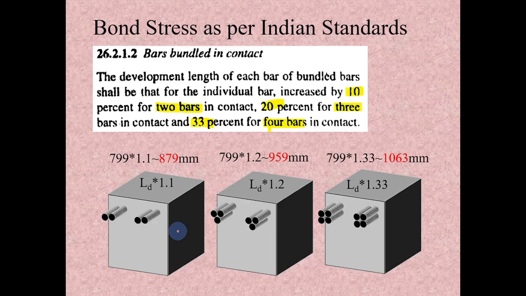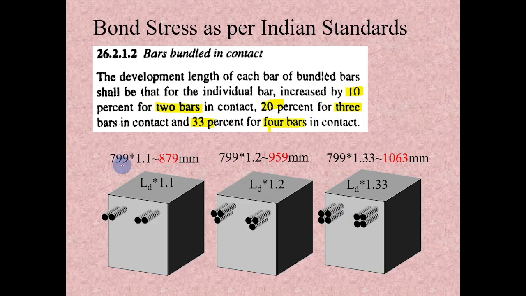In case of a bundled bar, when bars are in contact with each other, there will be some reduction in the contact area to create bond with the surrounding concrete. To account for that reduction in area, we should increase the length. In IS 456, we have to increase by 10 percent for two bars in contact, 20 percent for three bars in contact, and 33 percent for four bars in contact.